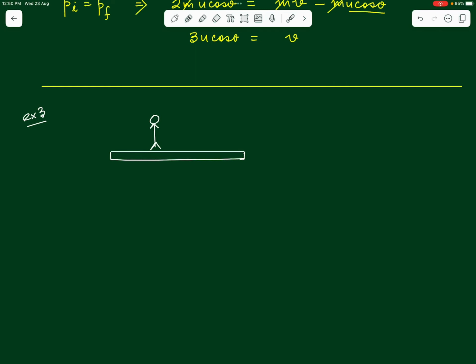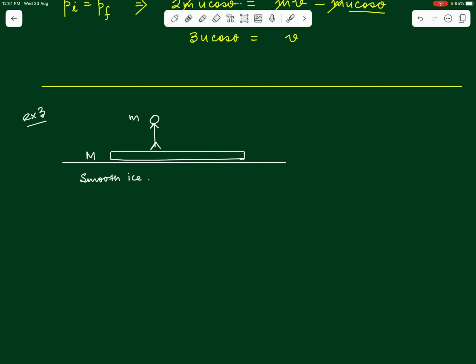of mass capital M. So the mass of the man is given to be small m, and the mass of the platform is given to be capital M, and the platform itself is kept on a smooth surface. Let's say it is ice on which it is kept, which is absolutely smooth. Smooth ice for the fact that there will be no friction coming from the surface of ice and acting on the platform, which means there is no force from the ground acting on the platform.